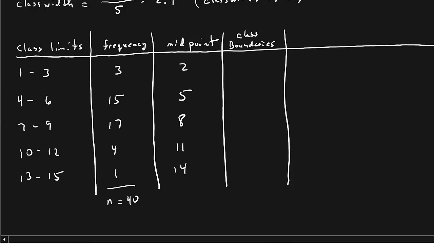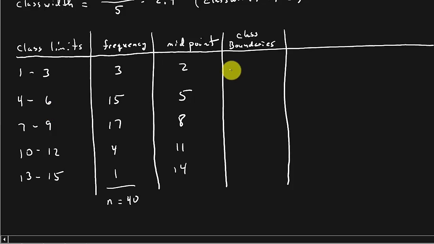Okay, so why am I subtracting a half and adding a half? Well, do you see the gap between the 3 and the 4, the 6 and the 7, the 9 and the 10, the 12 and the 13? The gap between each one is 1, right? So what's half of 1? 0.5. Whatever the gap is between this upper limit and this lower limit, upper limit, lower limit, whatever that gap is, you half it, and that's what you're going to add and subtract to these. Because, you know, sometimes you may have decimals here, okay?